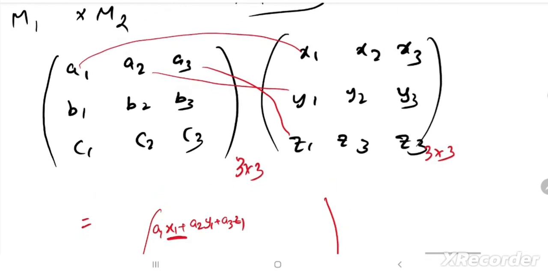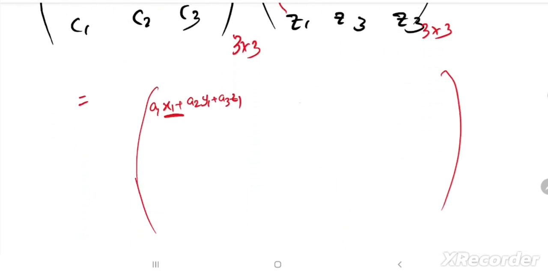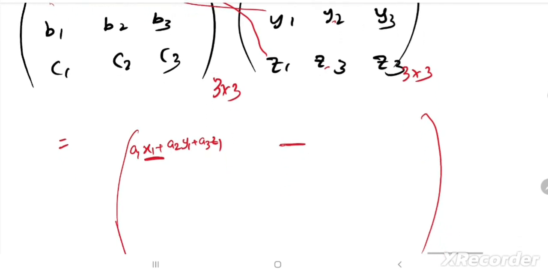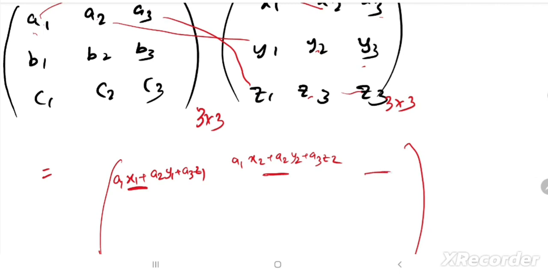Okay. Then for writing a12, that is first row and second column, it will be a1 with x2, a2 with y2, and a3 with z2. Basically, it will be a1 x2 plus a2 y2 plus a3 z2. Then the third one will be a1 x3 plus a2 y3 plus a3 z3. You can write it.